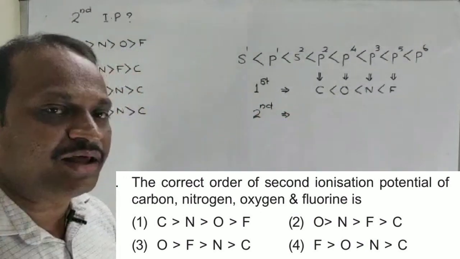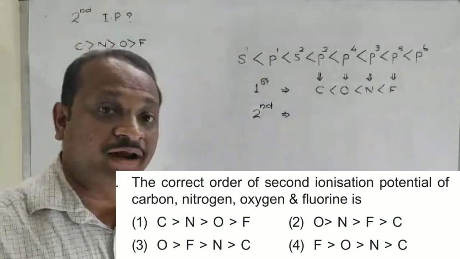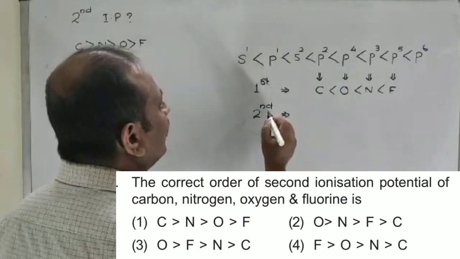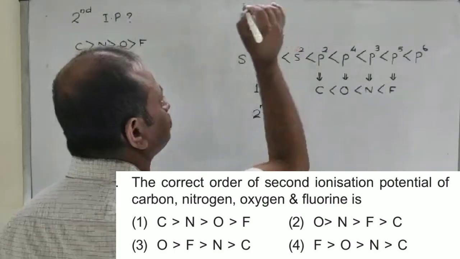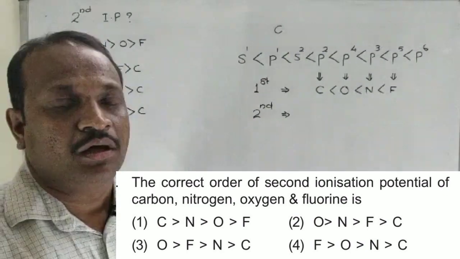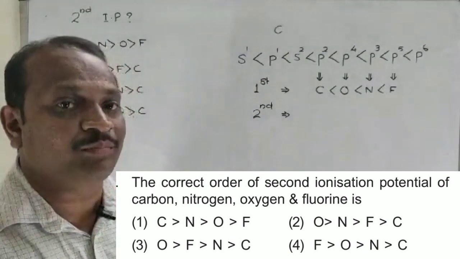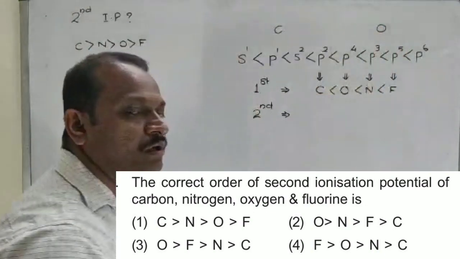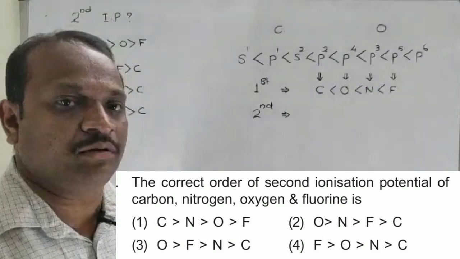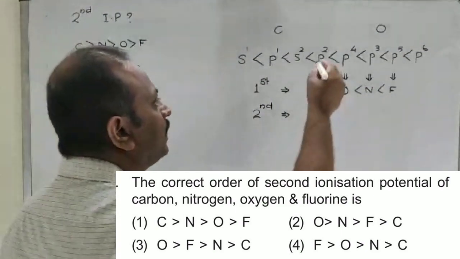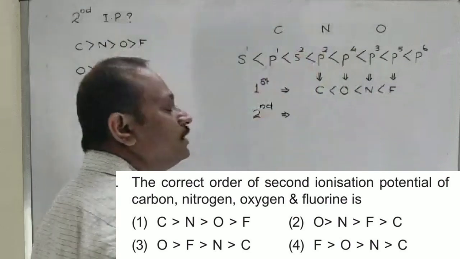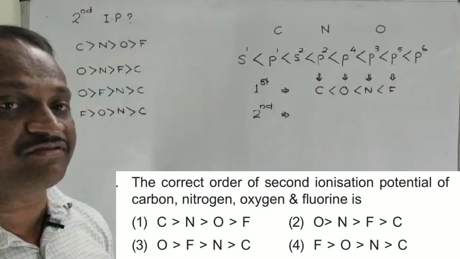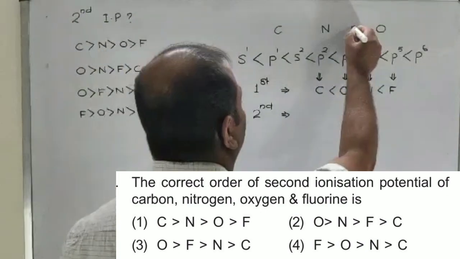For carbon, earlier it was P2, but right now we removed one electron, so it becomes P1. So I need to show that carbon comes here. Next, oxygen, earlier it was P4, but right now it is P3. So I need to write oxygen here. Next, nitrogen, earlier P3, but right now it is P2. So I need to write nitrogen here. Fluorine, earlier it was P5, but as we are calculating second ionization potential, it is P4. So I need to write fluorine here.